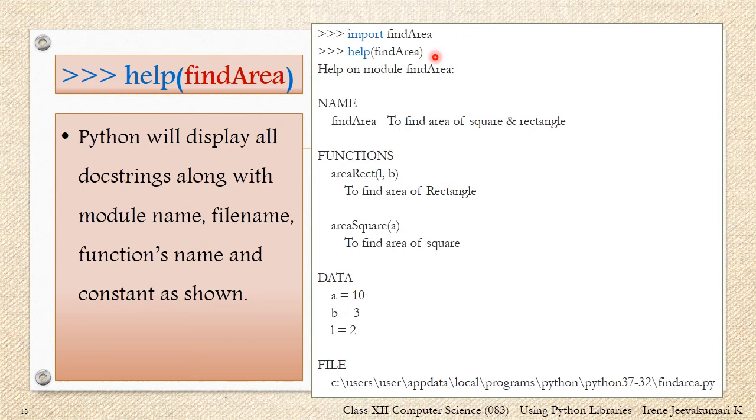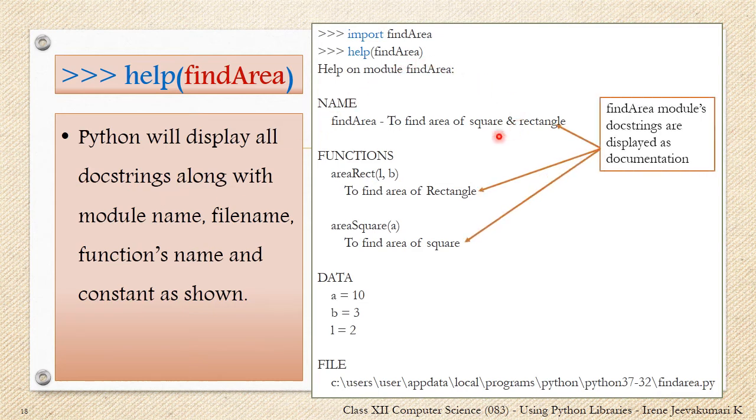The next statement issued is help find area. This help function gives all the details of docstrings along with module name, file name, function names and constants of the find area module. Now let us see where the docstrings of the find area module are.